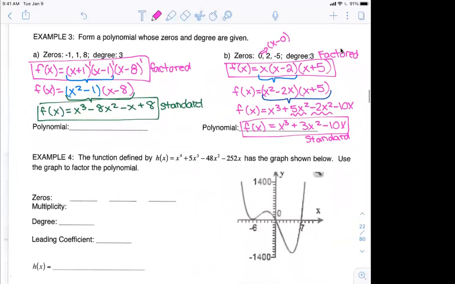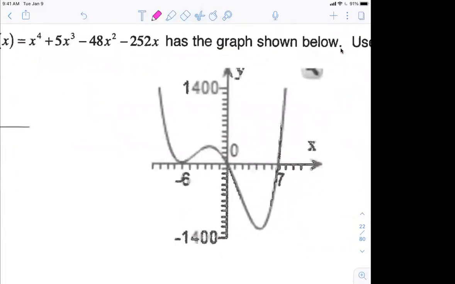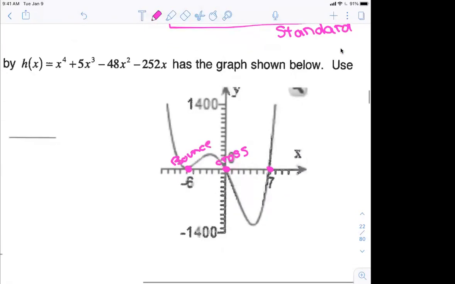All right, let's take a look at the next portion here. Now they've given us a graph and we're going to end up writing the equation, okay? So the first thing you have to do is find your x-intercepts. We've got one at -6, one at 0, and one at 7. And look at what happens at the -6. It bounces. Look at what happens at the 0. It crosses. And then at the 7, it crosses as well.